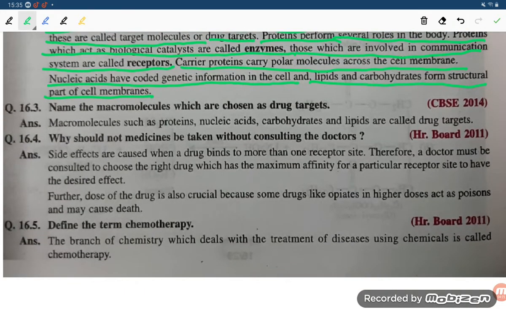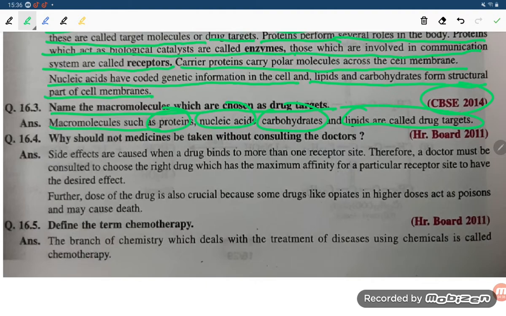The next question was asked in CBSE 2014. Name the macromolecules chosen as drug targets. Macromolecules such as proteins, nucleic acids, carbohydrates and lipids are called drug targets.